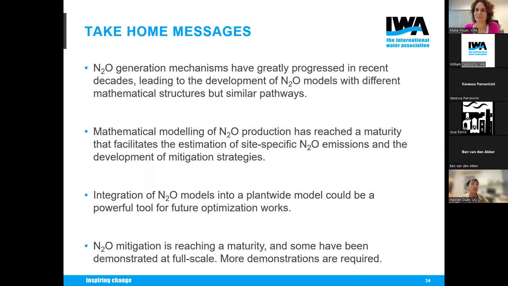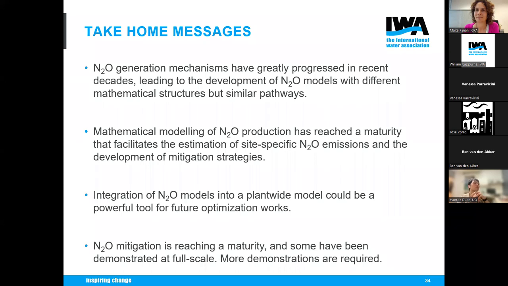N2O generation mechanism has greatly progressed in recent decades, so that N2O models were developed with these mechanisms. In general, these are very similar, but with some different mathematical structures. N2O modeling has reached maturity that it has been applied at full scale to estimate N2O emissions and guide N2O mitigation strategies development.